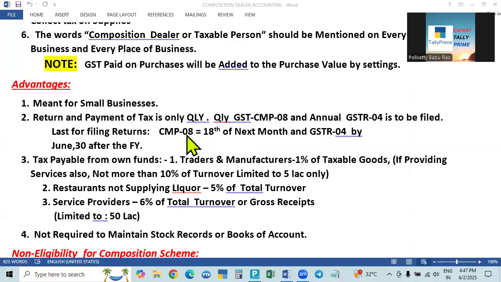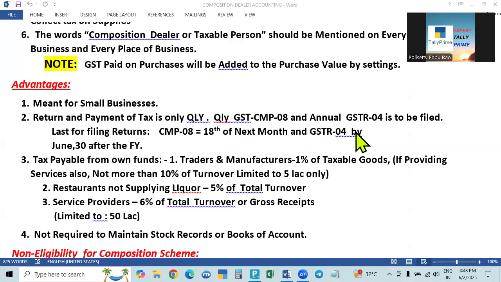After completing the financial year, that is after 31st March, on 18th April he files the CMP 08 for the last quarter. And the annual return was to be filed by 30th April. That was the rule from the beginning. In the case of regular dealers, after the financial year ends on 31st March, 31st December of the next year is the last date for filing the annual return. But in this case, April 18th was CMP 08 of the fourth quarter, and April 30 was the last date for filing the annual return, GSTR 4.